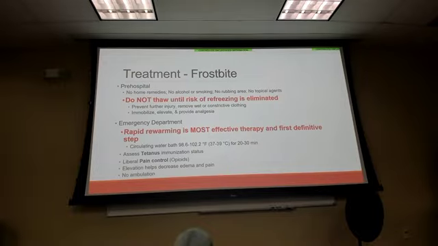All right, so what do we do for frostbite? Well, we want to rewarm them, but the first thing we want to do is obviously get them out of that cold environment. So pre-hospital, we don't want to thaw that just because the risk of freezing and refreezing can cause significantly more further morbidity in those patients.